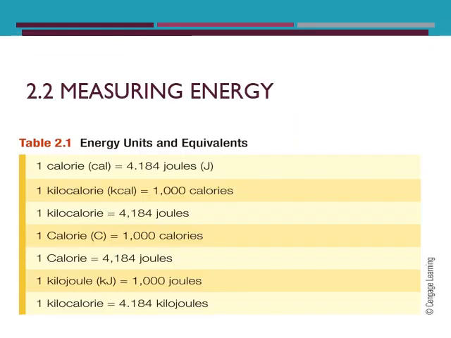A calorie is defined as the amount of energy that is required to raise the temperature of 1 gram of water by 1 degree Celsius. In the United States, the energy in foods is communicated using calories as the energy unit. However, in some other countries, the joule is used to express the energy in food. And there's an example of a nutrition facts label that uses calories versus one that uses joules. One calorie is equivalent to 4.184 joules.